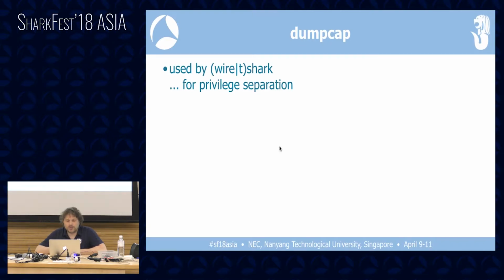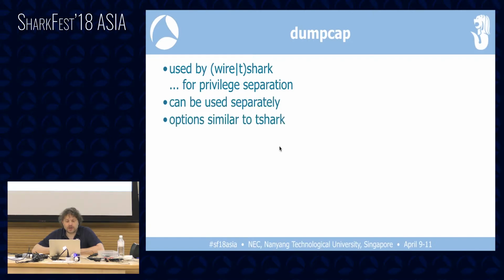Then I'll continue with dumpcap, which is of course used by Wireshark and tshark for privilege separation. You don't want to run your capture engine with root. You don't want to run your dissection engine with root privileges, and often you need to do the capturing with root privileges. But you can use it separately, and all the options that you can use are similar to the ones with tshark, of course, because tshark just hands over the options to dumpcap.